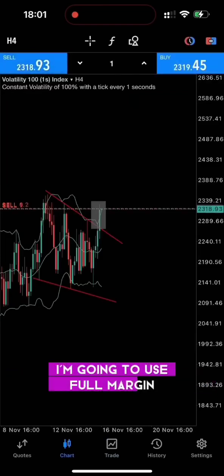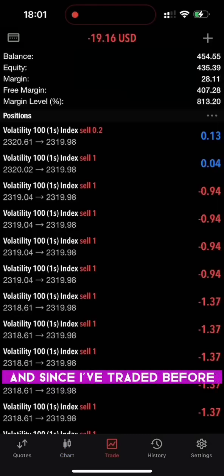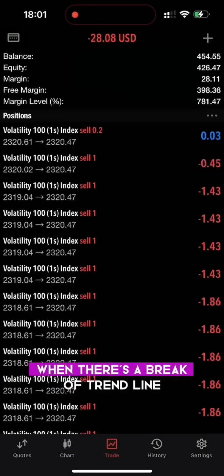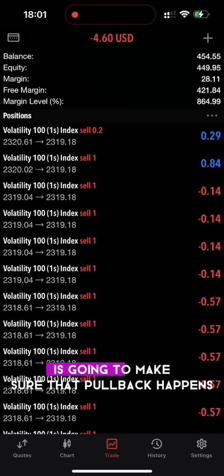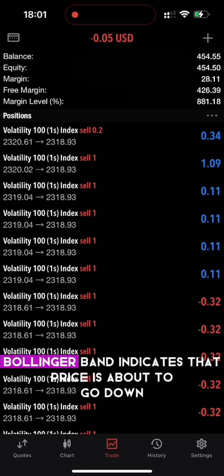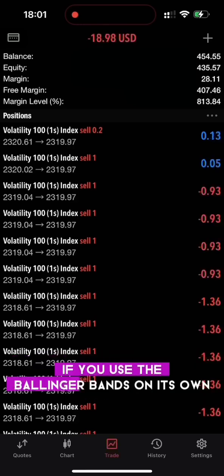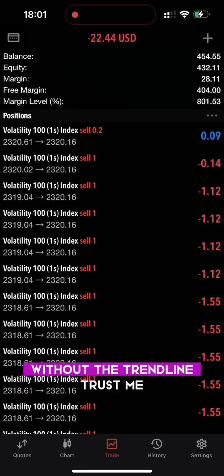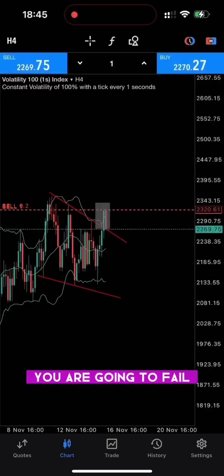I'm going to use full margin because I'm sure, and since I've traded before, I know that when there's a break of trend line, there's going to be a pullback, and the Bollinger Band is going to make sure that pullback happens because the top Bollinger Band indicates that price is about to go down. If you use the Bollinger Bands on their own without the trend line, trust me, you are going to fail.